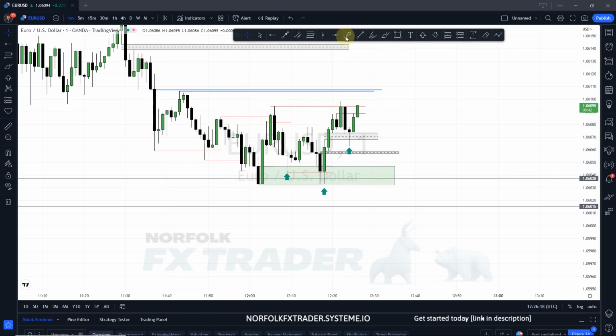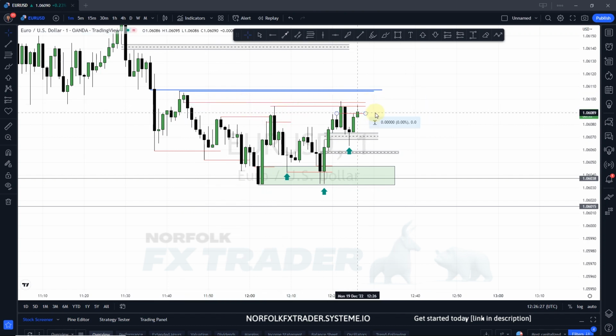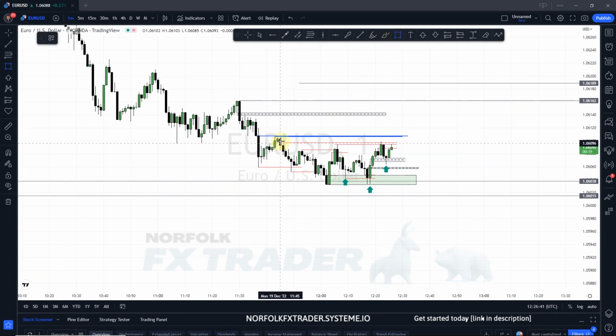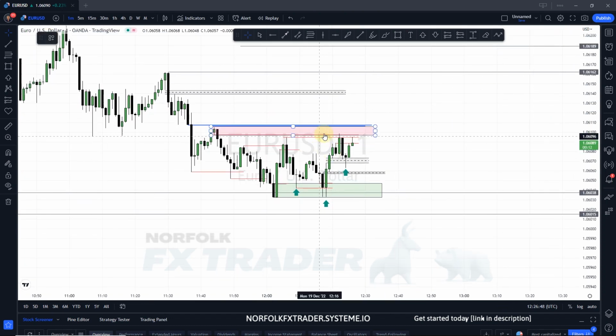Let me just draw out this area of imbalance. There's the imbalance. If we see it close through this level, okay, then we're going to go up and take these highs. It's all about understanding levels to levels, zones to zones. So we have this area here of demand. We also have this area here of supply. So we tag that supply, okay, and then we reverse back to downside.